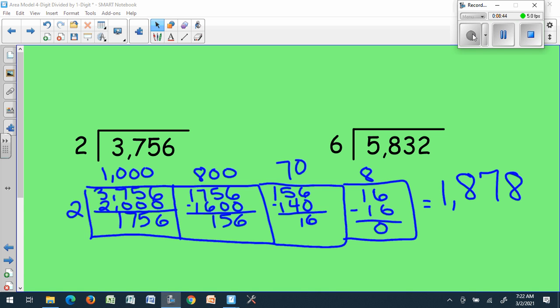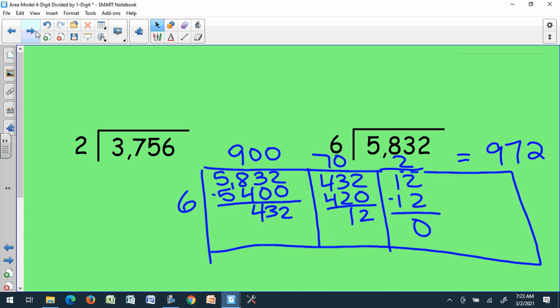All right, so our first problem, 3,756. Yours might look a little different, but I chose to do the numbers 1,870 and 8, and I got 1,878 as my answer. And then for the second problem, I did 5,832 divided by 6, and I chose 970 and 2 as my partial quotients, and my answer came to 972.